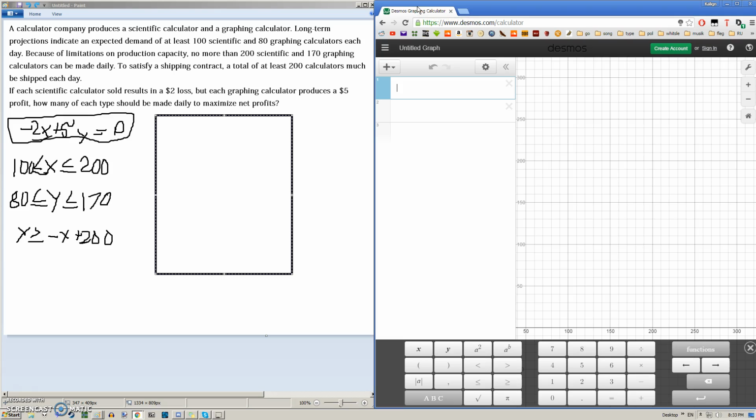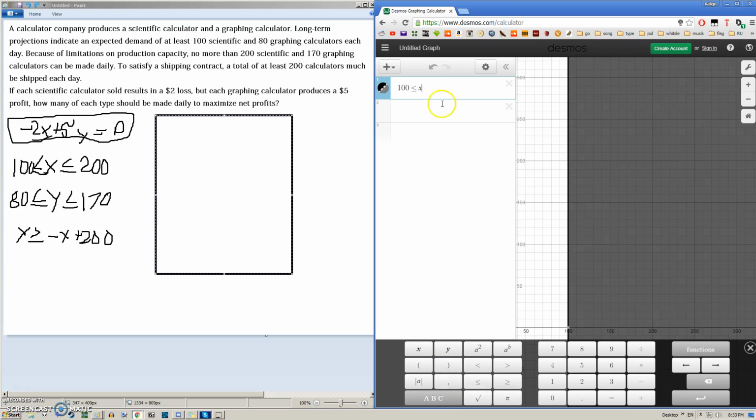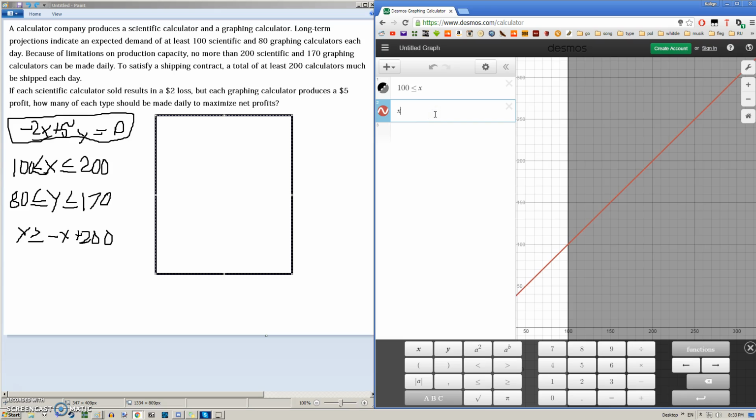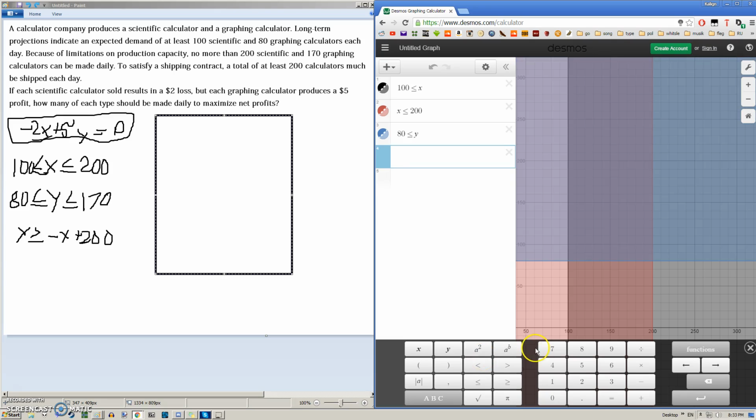So we're just going to graph these, right? Happy little graph. So x got to be more than 100, but x cannot be greater than 200. But it can be equal to it. It can't be bigger than it. Y's gotta be more than 80. Y's gotta be way more than 80. But y cannot be greater than 170, dude. Cannot be greater than 170.